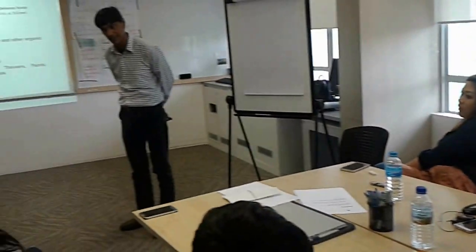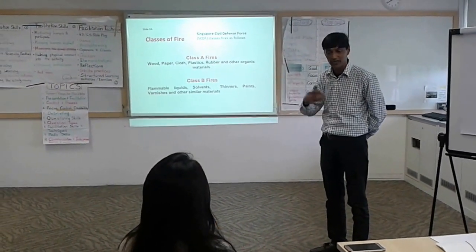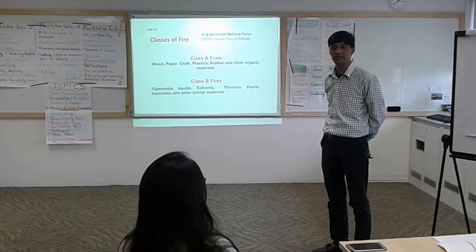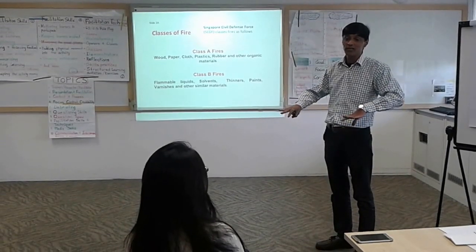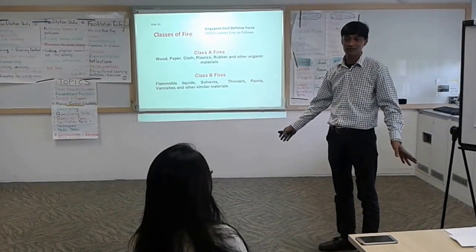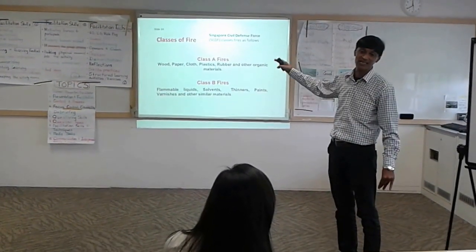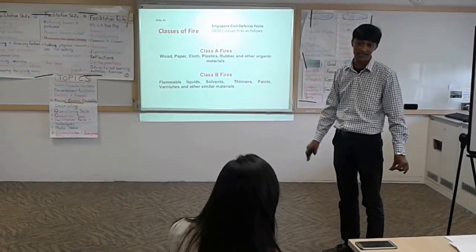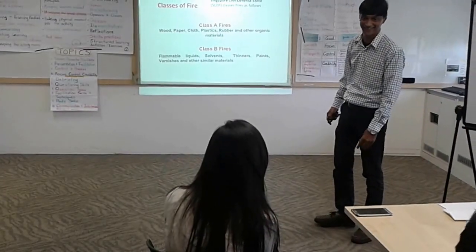Yes? Why is plastic and rubber considered organic? Because rubber comes from a tree, it burns off easily. Plastic also can be burnt off easily, but it's not organic, and it's easier to put off. It's because for Class A, water is enough. So that's why it's considered Class A, because it's usually the easiest fire, but not necessarily the easiest, I must say that, because it all depends on how big the fire is.